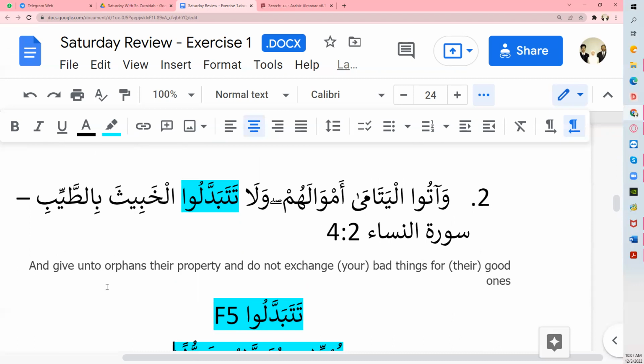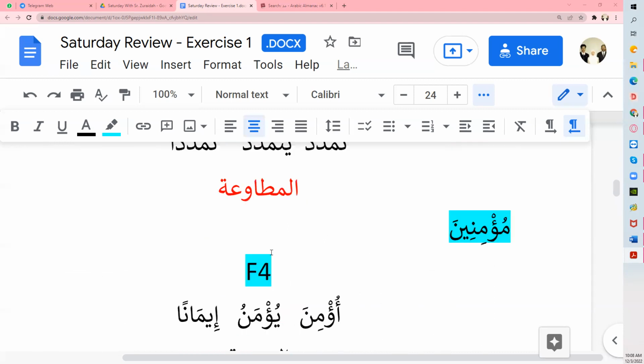Look at the meaning: "and give unto orphans their property, and do not exchange your bad things for their good ones." Amwaluhum, the property, and do not exchange. Wala tatabaddalu. This will be the standard meaning. What's the standard meaning? When I say standard meaning, the first meaning is the same thing that we gave for the previous example.